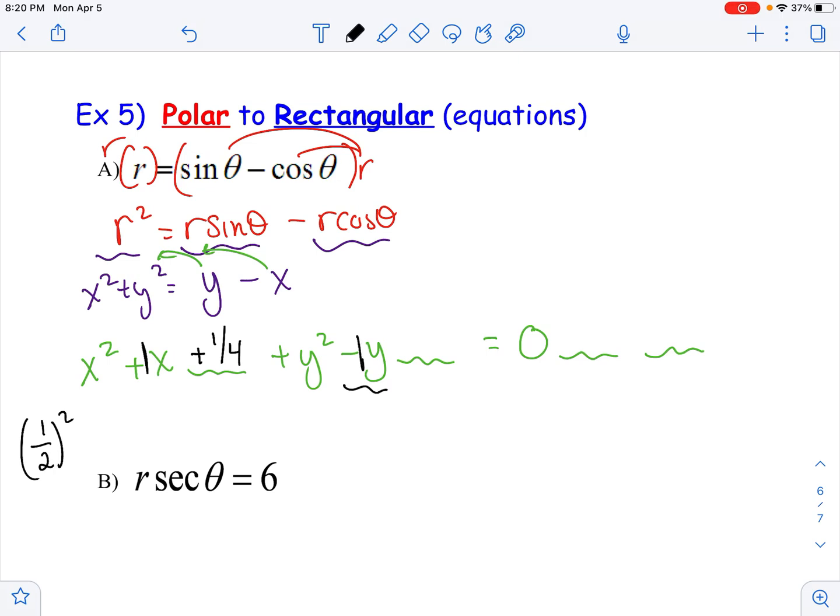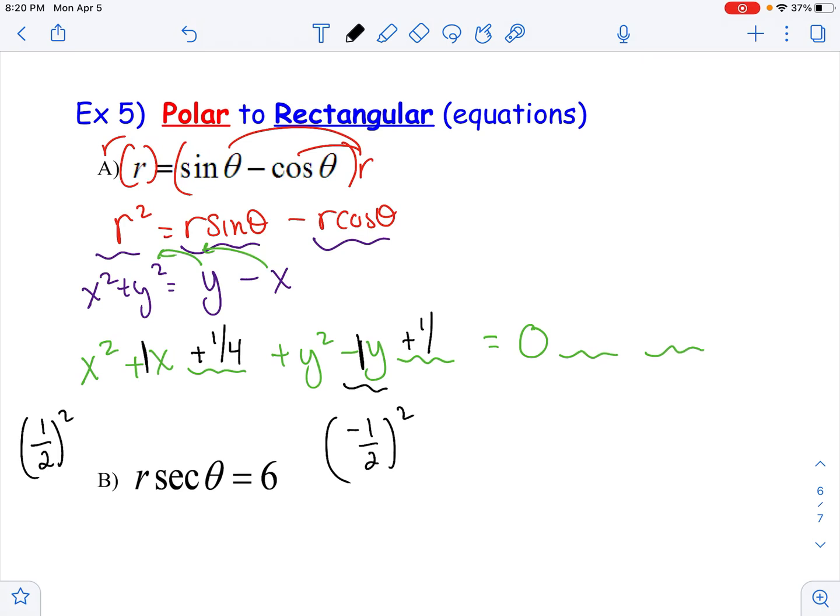If you look over here, now my b value is -1, so I want to take -1, cut it in half, and square it. That's still going to be 1/4, so I'm going to add that 1/4 on that little squiggly. But don't forget what I add on the left side, I've got to add on the right side, so I've got to add a 1/4 from the x's, and I also have to add a 1/4 from the y's.